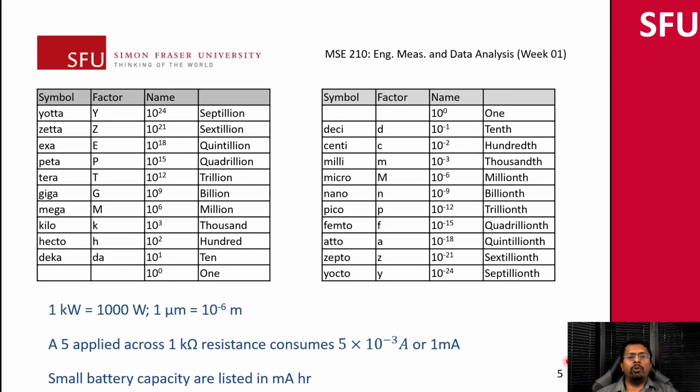Another example would be if you think about small batteries, you often see their capacity listed in milliampere hour. So this is kind of a combination as well. Milliampere is 1/1,000th of an ampere, and hour is 3,600 seconds. So you can do the calculation there and list the values there.